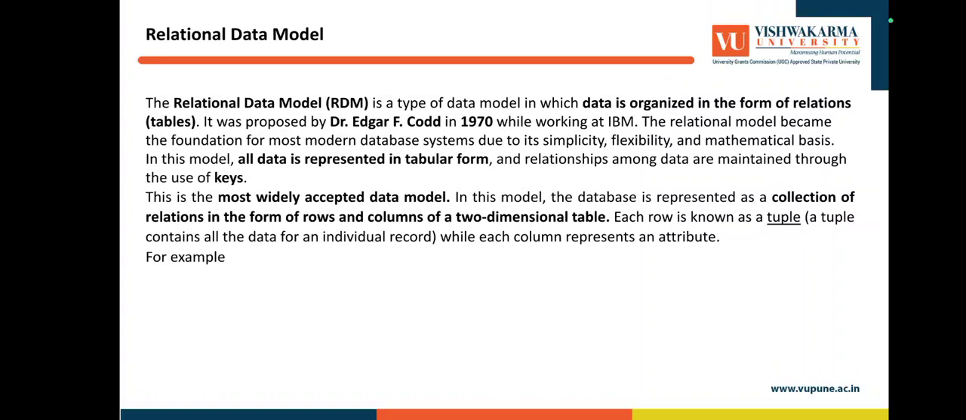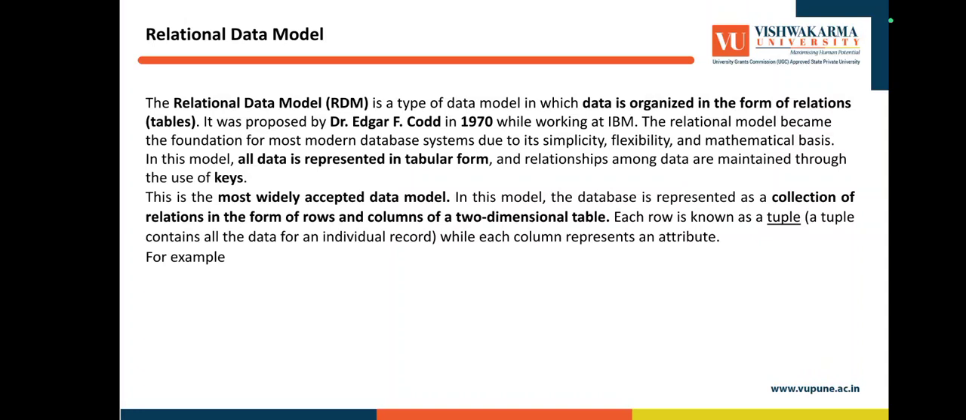The relational data model, RDM, is the third model in the database management system. It is a type of model in which data is organized in the form of relations, that is tables. It was proposed by Edgar Codd in 1970 while working at IBM. The relational model became the foundation for most modern database systems due to its simplicity, flexibility, and mathematical basis. In this model, all the data is represented in a tabular format, and relationships among the data are maintained through the use of keys. It is the most widely accepted data model.